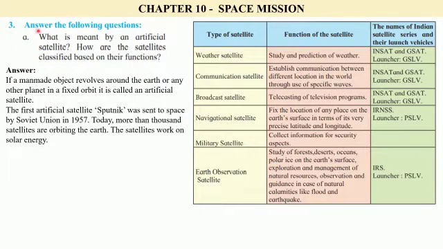Question number 3. Answer the following questions. What is meant by an artificial satellite? How are the satellites classified based on their functions?